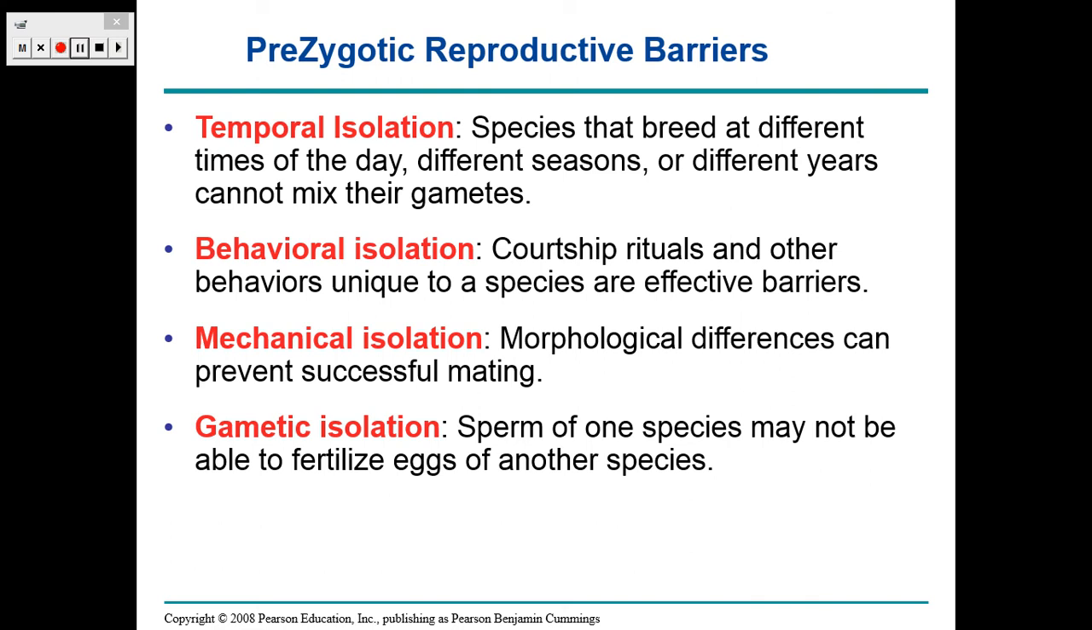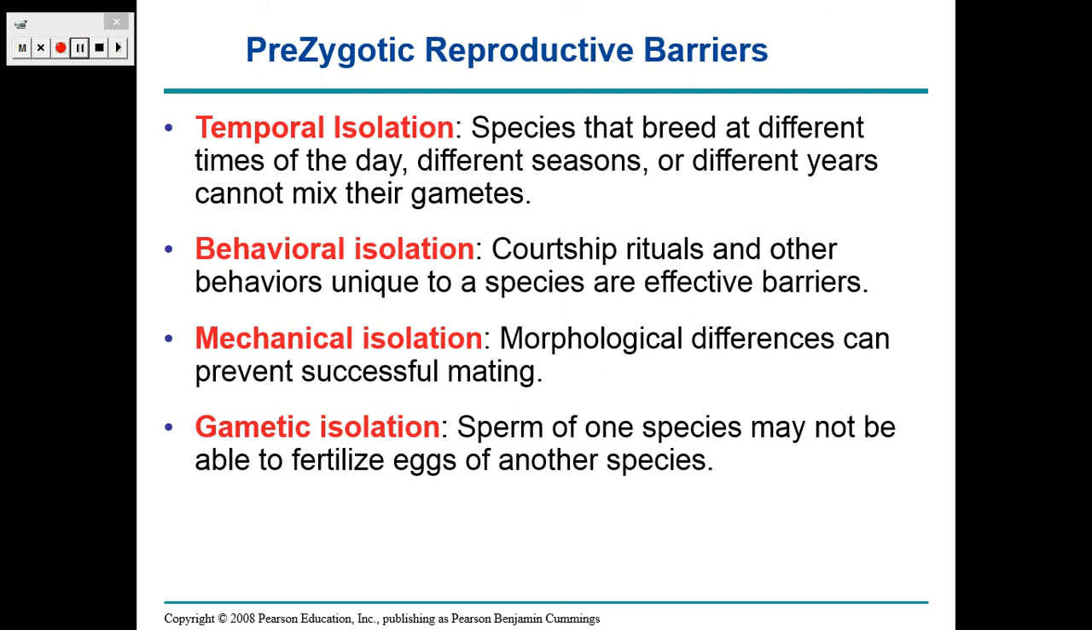Okay. Some other ones are temporal isolation. That's when the species are going to breed at different times. It could be during different times of the day, different seasons, or different years. For example, the North American skunks: one species in North America breeds in late winter and one breeds in late summer. So the fact that they don't breed at the same time is going to prevent them from breeding together.